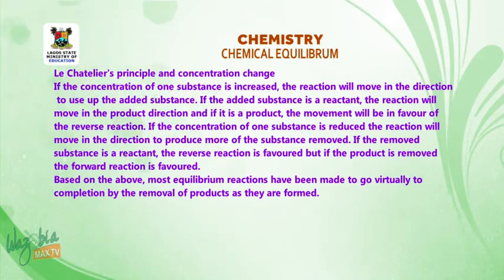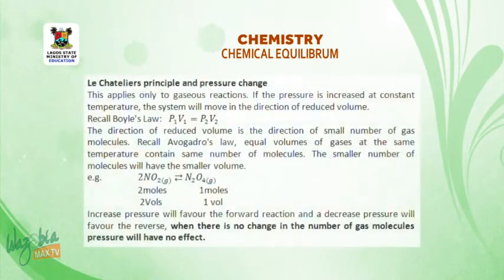If the concentration of one substance is reduced, the reaction will move in the direction to produce more of the substance removed. If the removed substance is a reactant, the reverse reaction is favored. But if the product is removed, the forward reaction is favored. Based on the above, most equilibrium reactions have been made to go virtually to completion by the removal of products as they are formed.